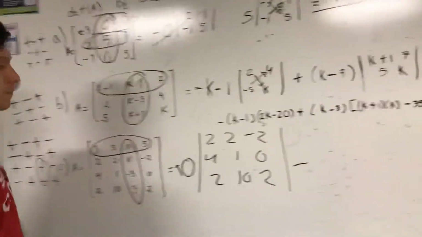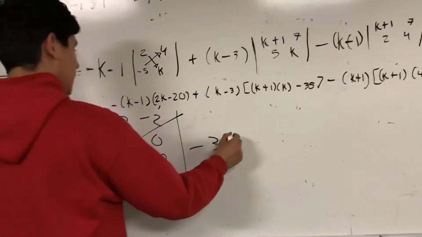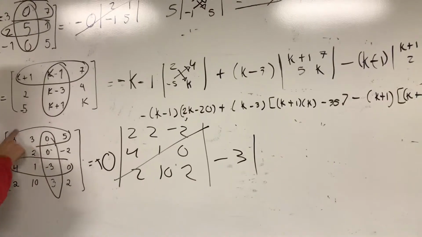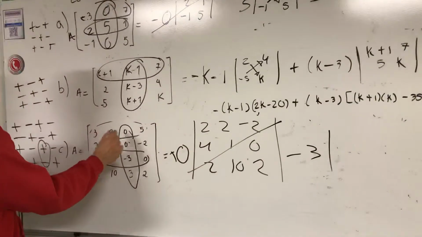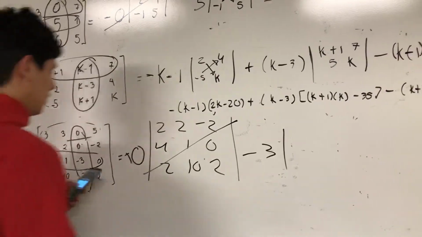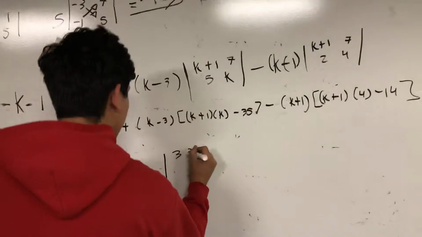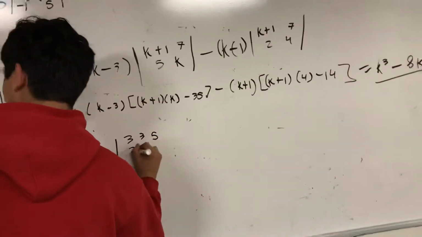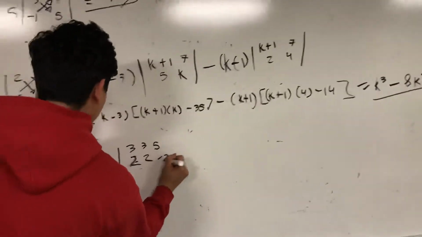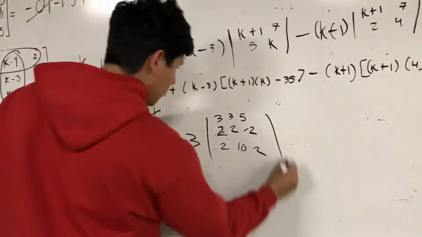plus minus 3, choosing it here, so we just know that it's 3, 3, 5, 2, 2, minus 2, 2, 10, 2. So it will just look something like 3, 3, 5, 2, 2, minus 2, 2, 10, 2.